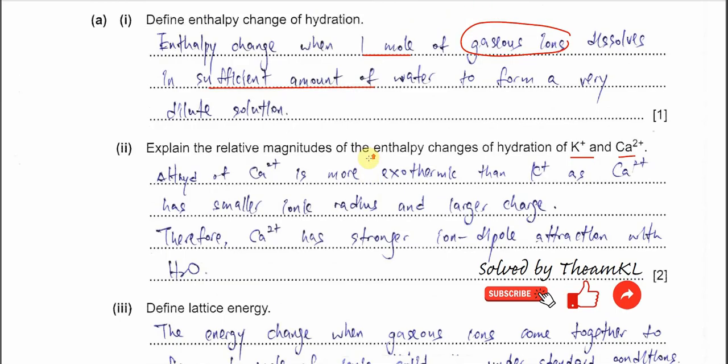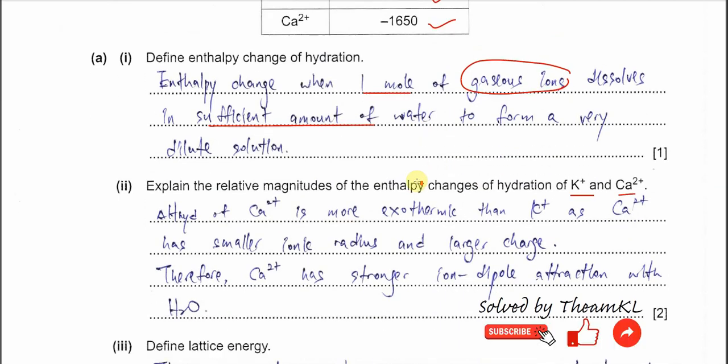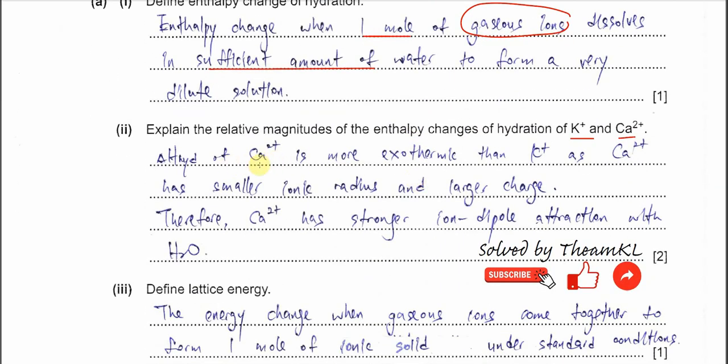So first, you need to explain this one is more exothermic, this one is less exothermic. Okay, the hydration enthalpy of the calcium ion is more exothermic than the potassium, because this calcium ion has a smaller ionic radius. I told you just now, because it has more protons, and the size is smaller. And of course, it has 2 positive charge. So eventually, the charge density of this calcium ion is greater, so it has a stronger ion-dipole attraction with water.